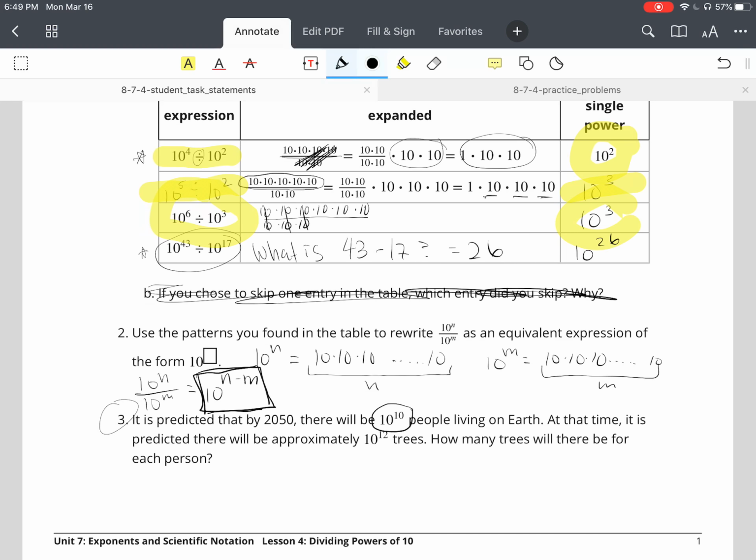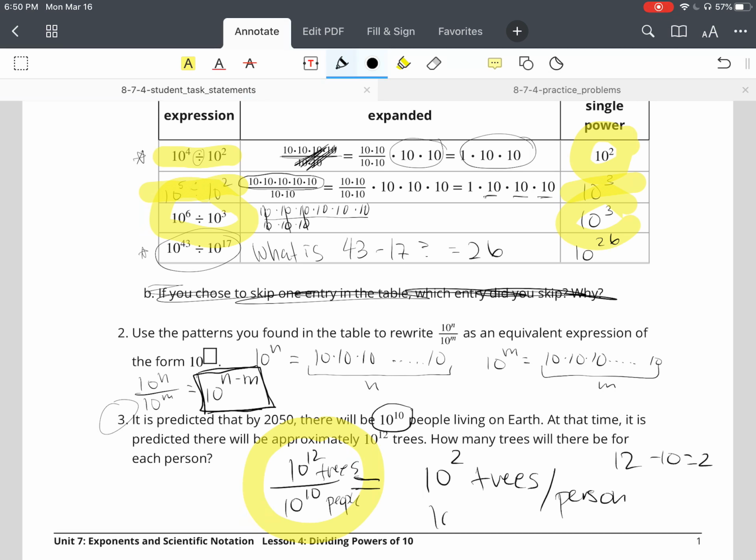So, obviously 10 to the 12th is bigger. We want to know how many trees each person will have. Trees, people. Well, if we use this rule of subtracting exponents, 12 minus 10 is 2. So I know this is going to be equal to 10 squared trees per person. That's 100 trees. That's a lot of trees for a person.